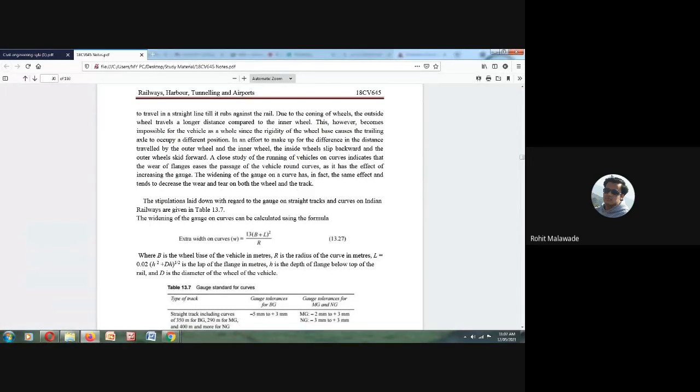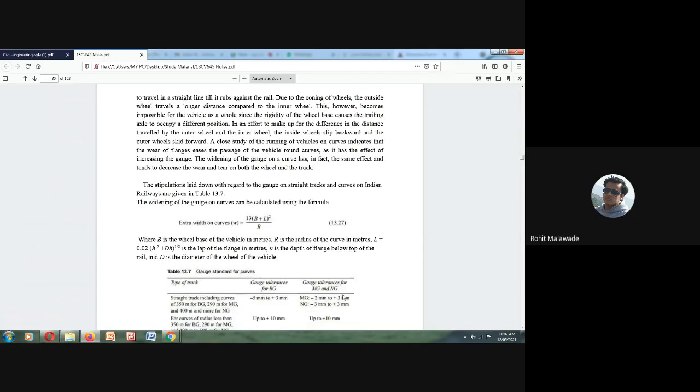Now, the extra width on the curve that has to be provided, the formula that we are going to use is 13 into (B plus L) whole square divided by R. What is B? B is the wheelbase. R is the radius of curvature. L is the lap of the flange in meters. This is how we provide the increase in the gauge when we are moving on the curves.